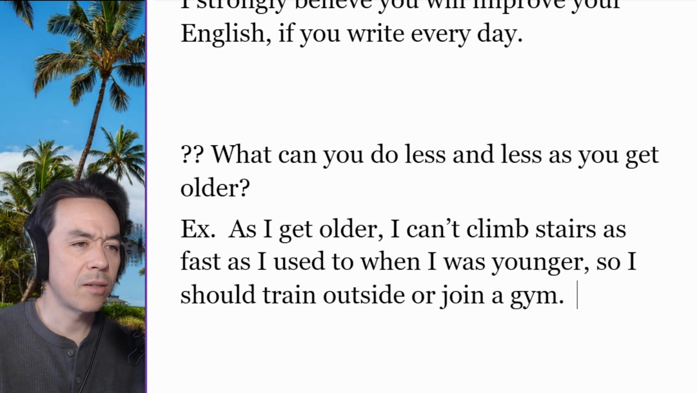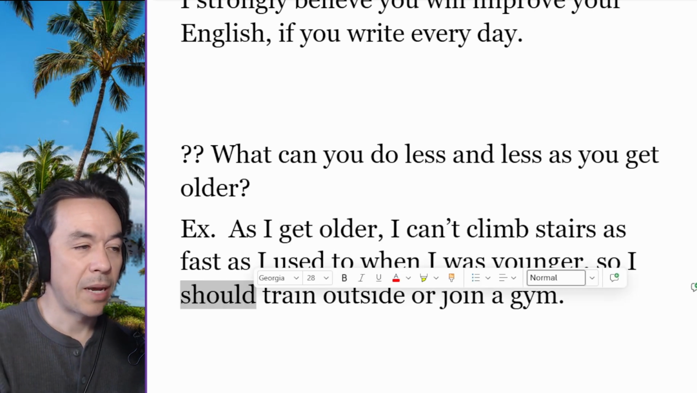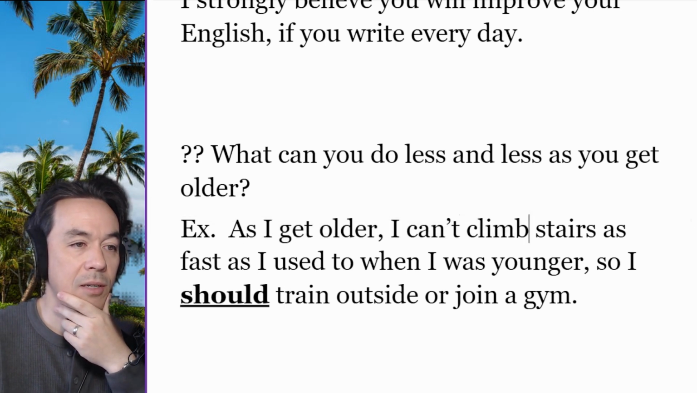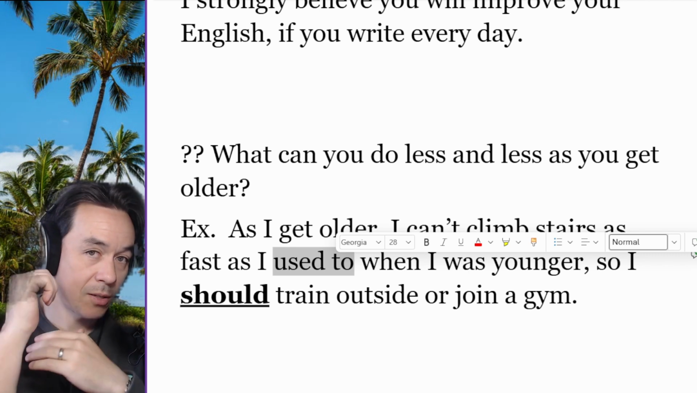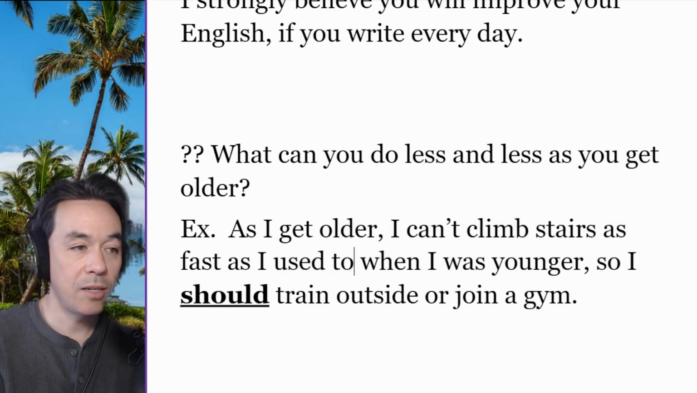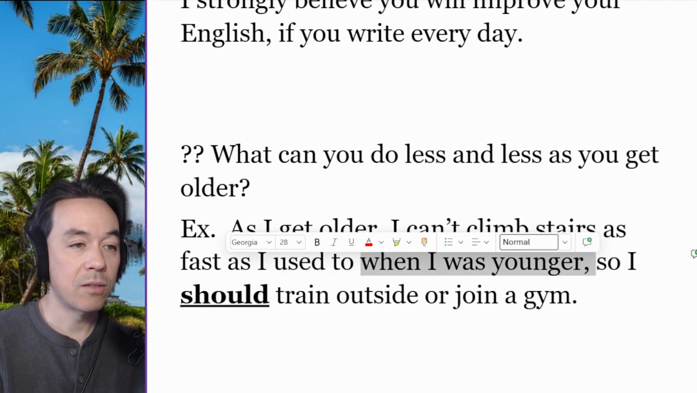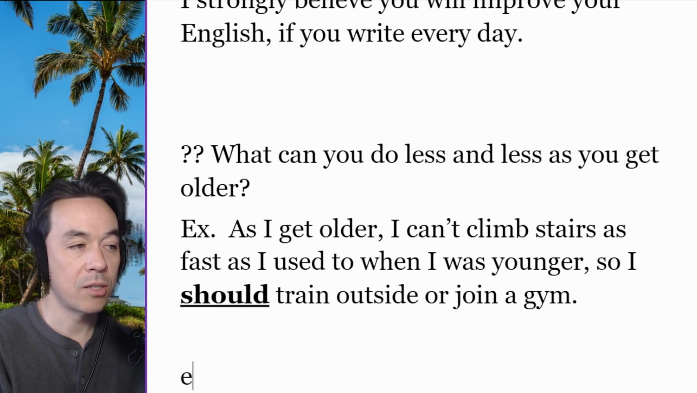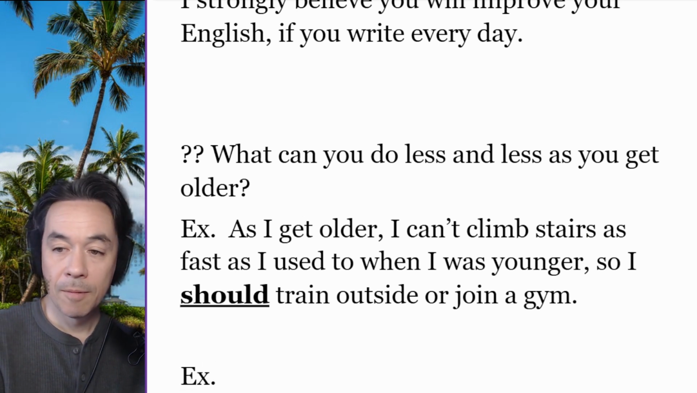Okay, that's pretty common. So connector here, and here's the best idea, my best idea: I should train. As I get older, I can't climb stairs as fast as I used to. "As I used to" means a prior life stage, when I was younger, that life stage. So the result is I should train.